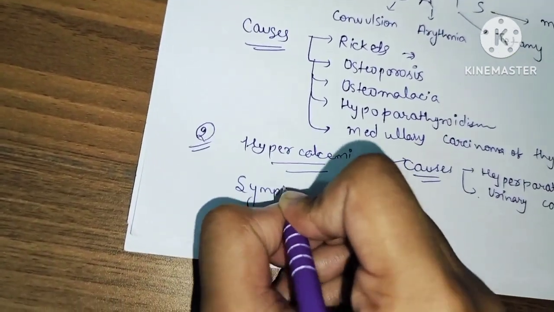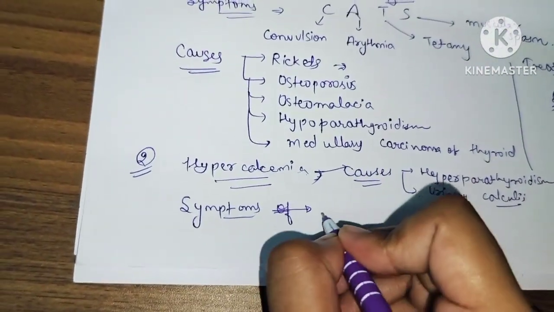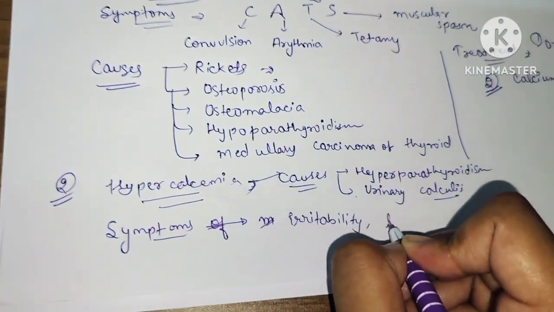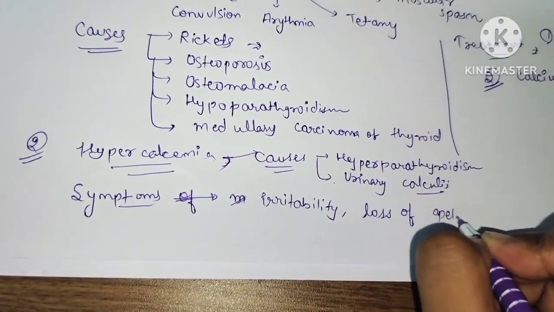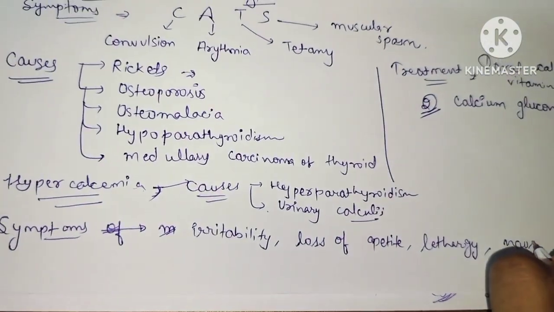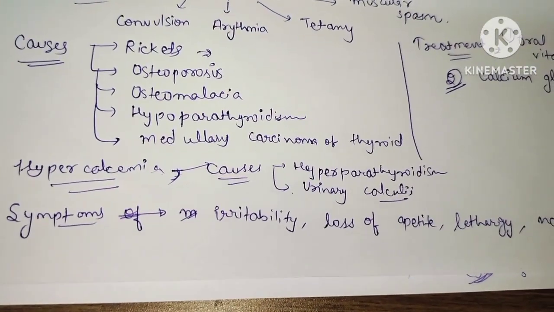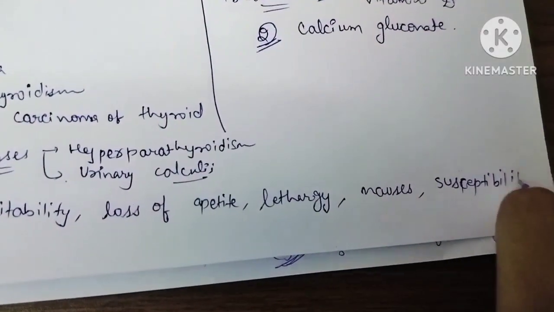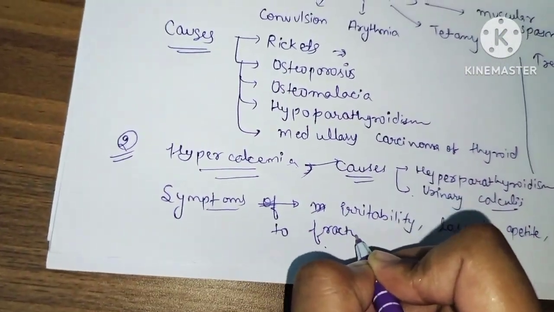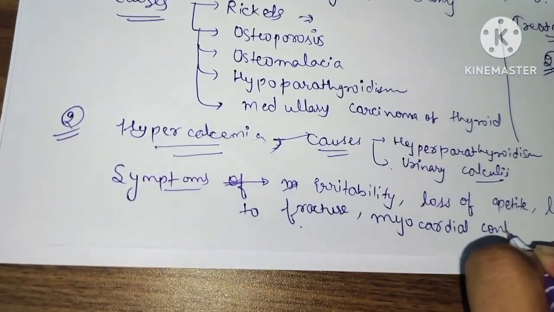Now, what are the symptoms of hypercalcemia? Irritability, loss of appetite, lethargy, meaning laziness, nausea, susceptibility to fractures, myocardial contractility, etc.